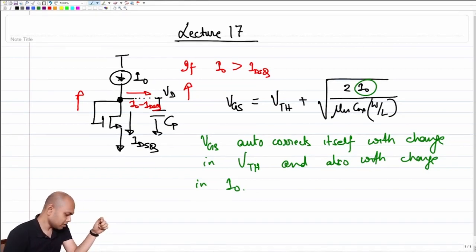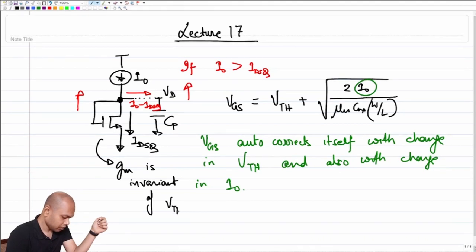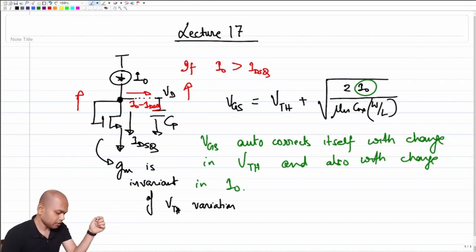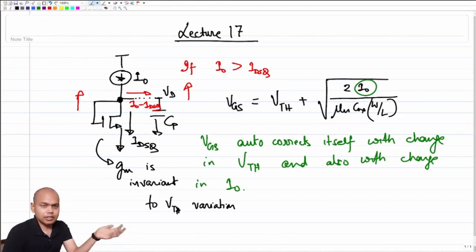Okay, great. So what is the moral of the story? Why are we doing all these things? We are doing all these things because in this case GM is invariant of threshold voltage variation, and also the GM of this transistor is not as sensitive to mobility variation as it was in the constant voltage bias case.